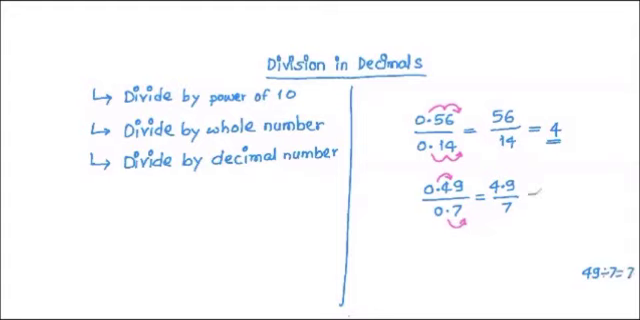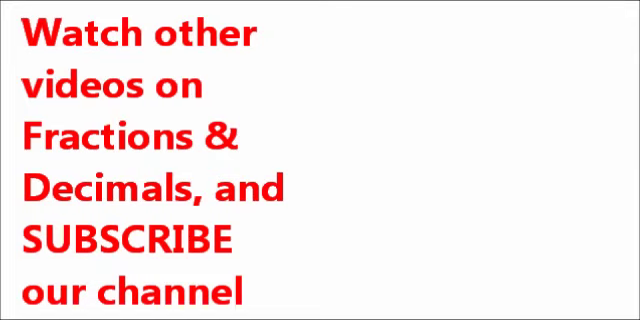So I write 7 in my main area. I have a hidden decimal point after 7. Now I go to my dividend. My dividend in this case is 4.9, which has 1 digit after the decimal point. So my decimal point in my answer has to move towards the left by 1 place, and hence I get the answer 0.7. For a complete understanding of fractions and decimals, do watch our other videos on this topic.